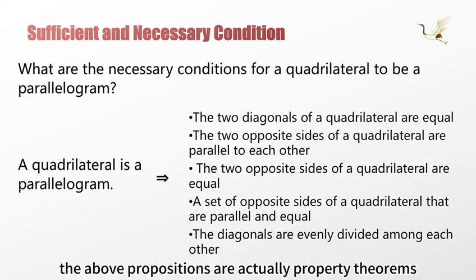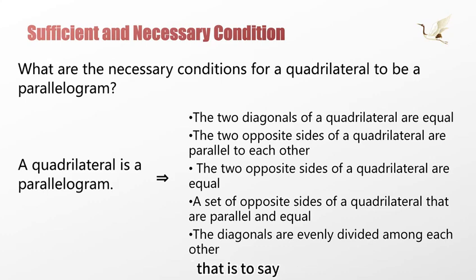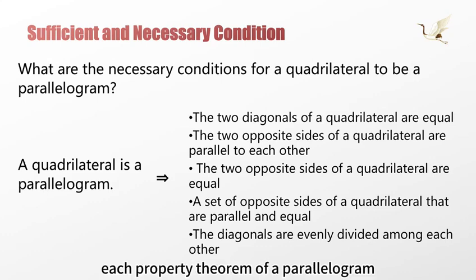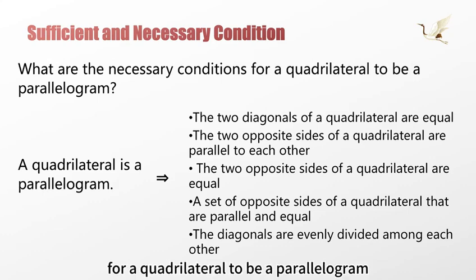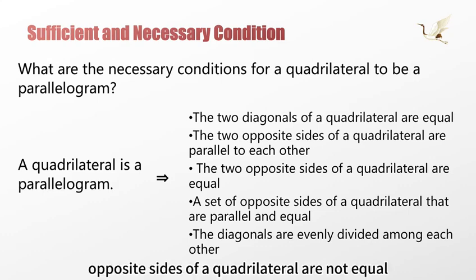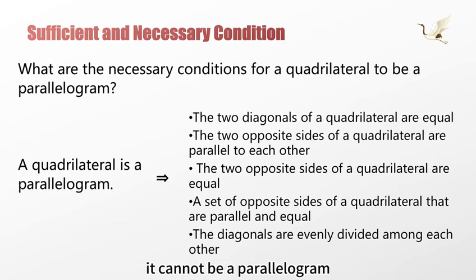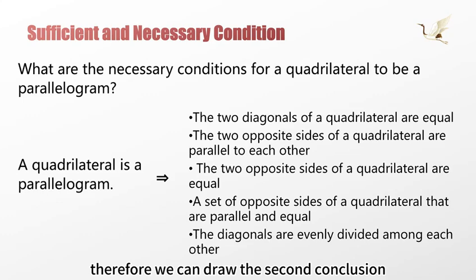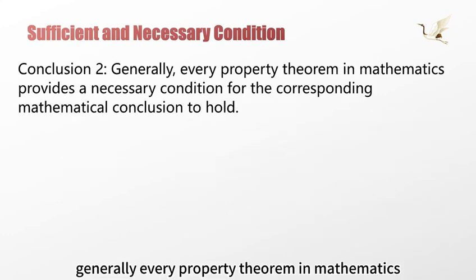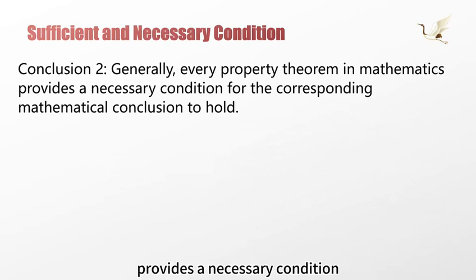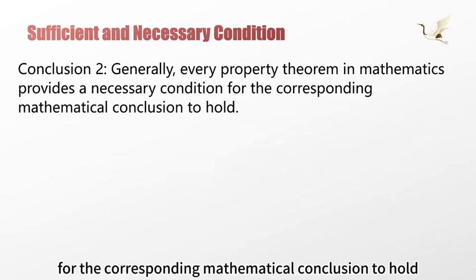Obviously, the above propositions are actually property theorems of parallelograms. That is to say, each property theorem of a parallelogram provides a necessary condition for a quadrilateral to be a parallelogram. For example, if the two opposite sides of a quadrilateral are not equal, it cannot be a parallelogram. Therefore, we can draw the second conclusion. Generally, every property theorem in mathematics provides a necessary condition for the corresponding mathematical conclusion to hold.